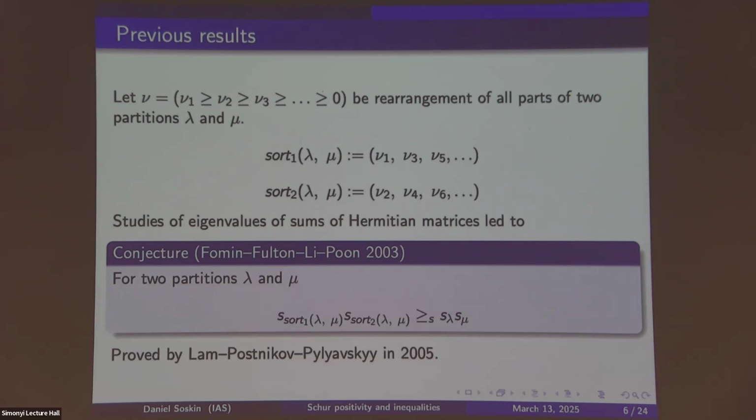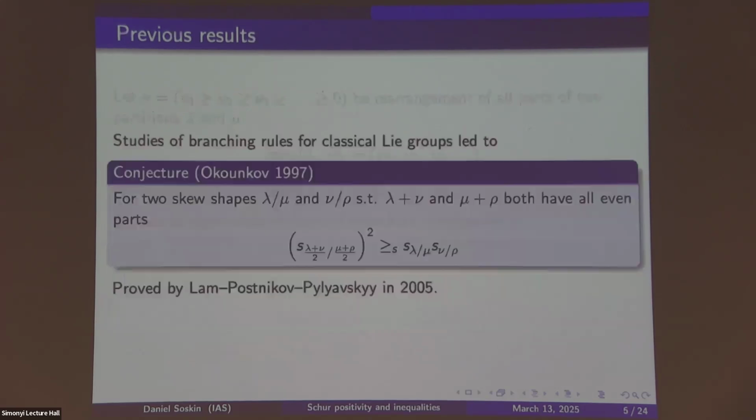That's a good question. In what context did Okounkov conjecture this? Okounkov's conjecture was coming from the study of classical Lie groups.